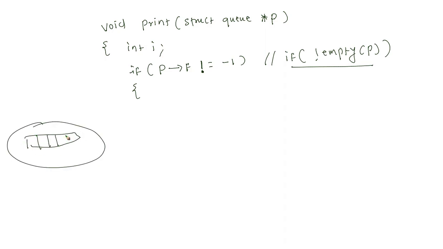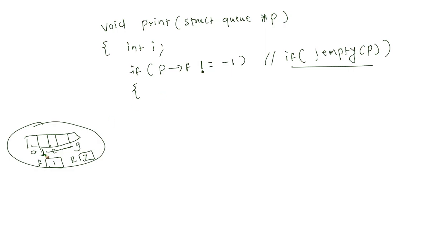If the queue is not empty, this is the situation. Let's say this is 0, 1, 2 up to 9. So F is equal to, let's say, 1. Let's say we have deleted the element before it, and R is equal to, let's say, 7. So there are elements present from 1 to 7. So I should start printing Q from F and go till R, because R is 7.